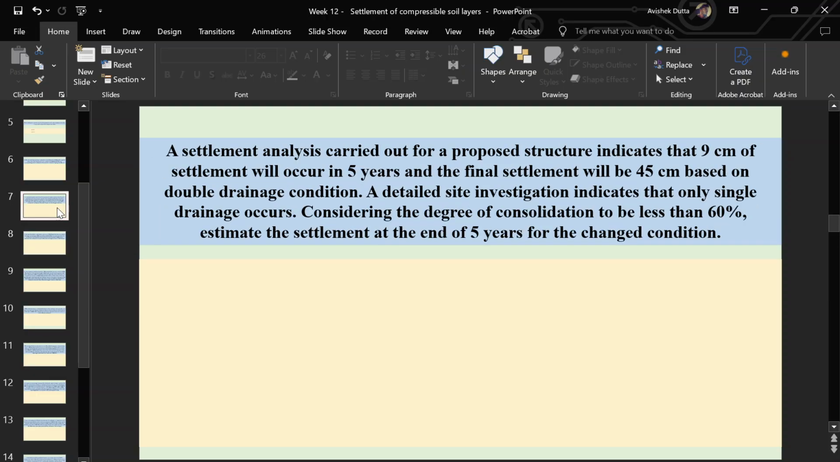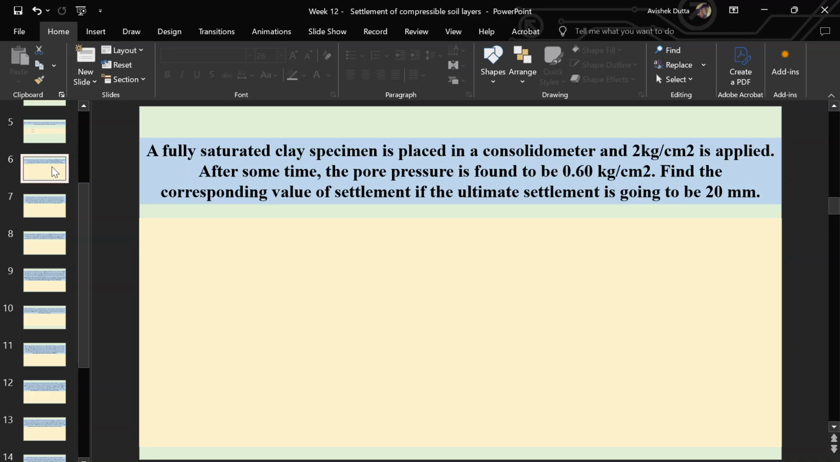Okay, sir. Settlement analysis for a structure. Take a screenshot. And sir, yeah, and previous to that it was this sum.